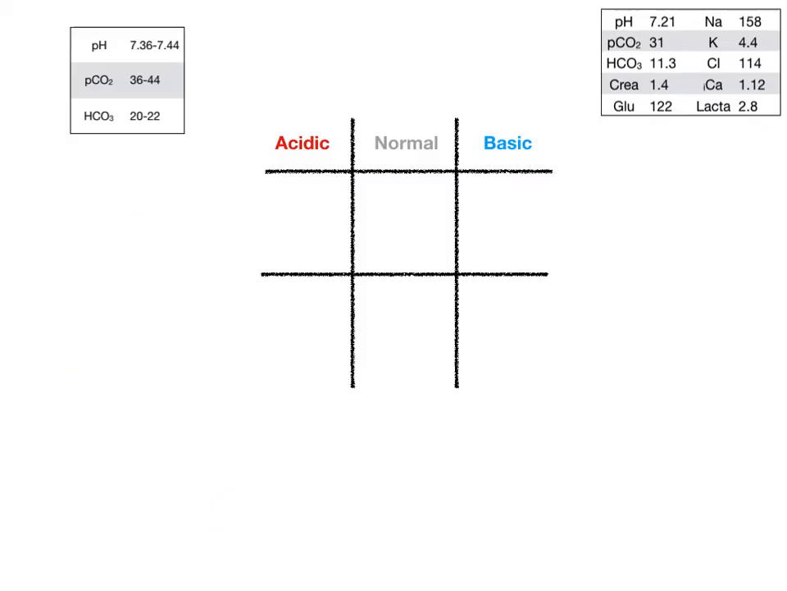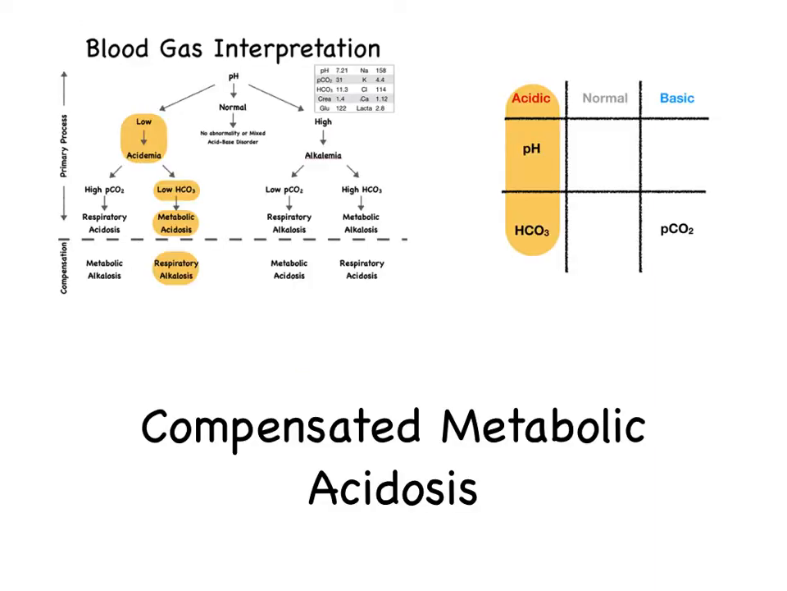Okay, if you prefer the tic-tac-toe method, we see that his pH is a little bit low, which is an acidemia. The CO2 is low, which means we have a respiratory alkalosis, and the bicarbonate is low, which means there's a metabolic acidosis. So, we see which process lines up with the pH. In this case, it's the bicarbonate. So the metabolic component is causing the primary disturbance. Our patient has a metabolic acidosis. The PCO2 is moving in the opposite direction, a respiratory alkalosis, so this is probably his compensation. Our patient probably has a compensated metabolic acidosis.